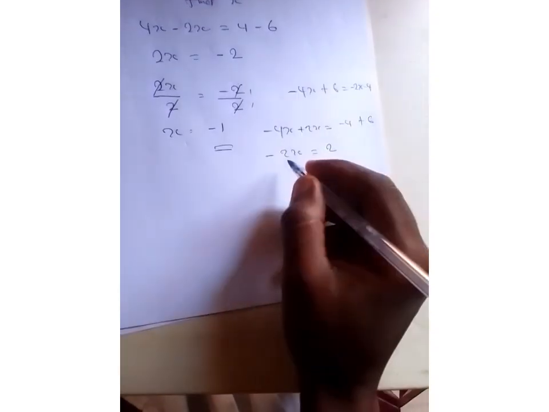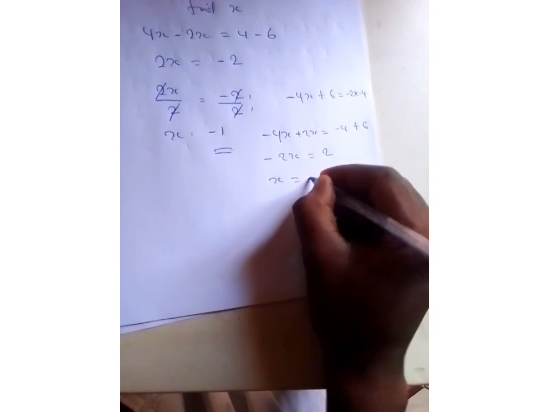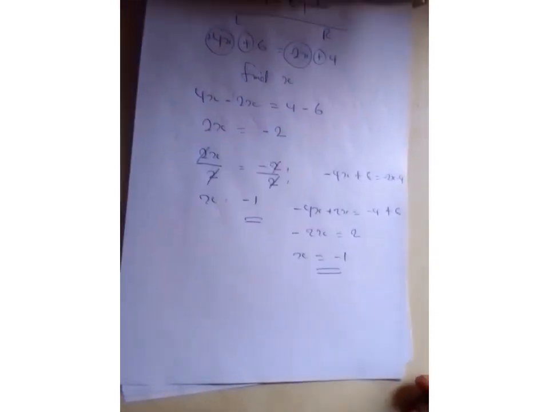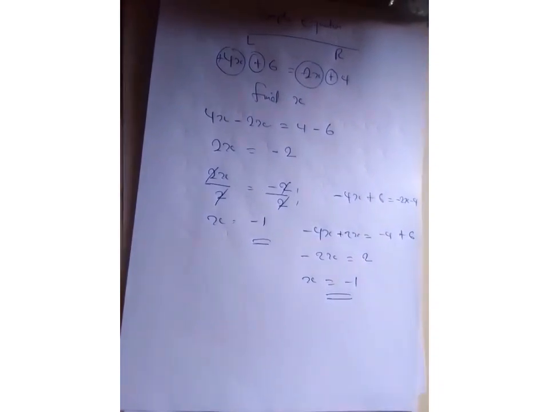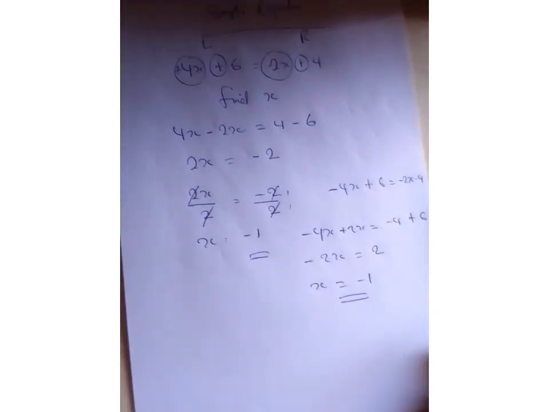So still the same thing. If we divide both sides by minus 2, we have x equals minus 1. And that's how to do that. Very simple. Thank you very much. So this is much easier to approach.